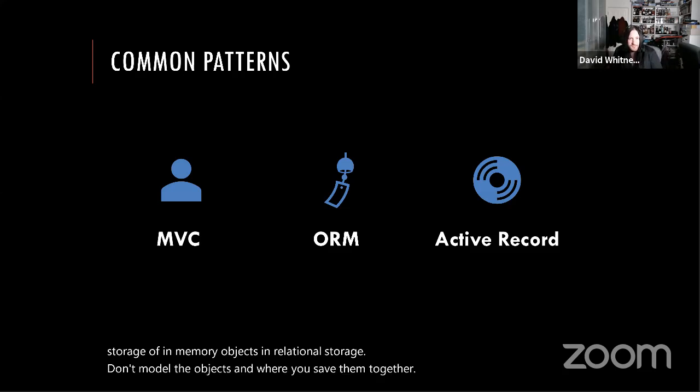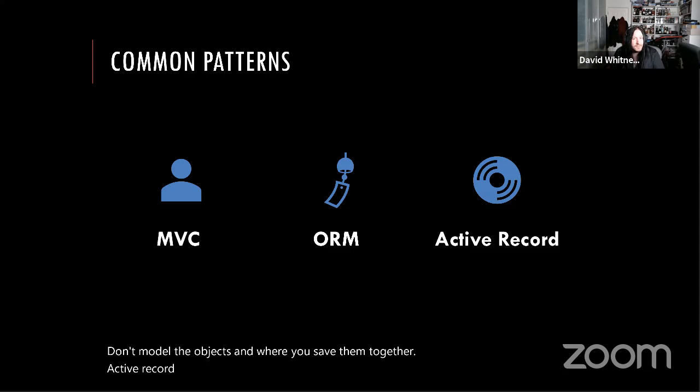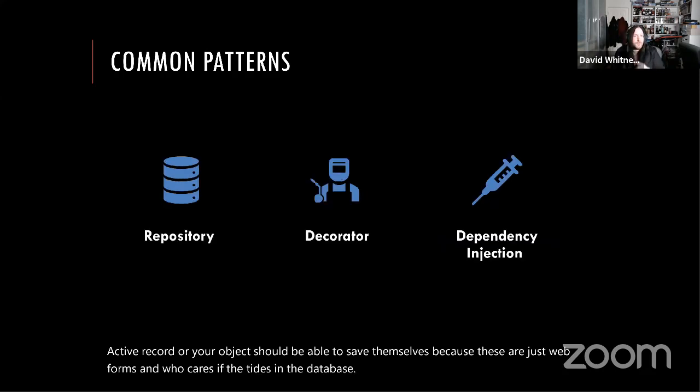Active record. All your objects should be able to save themselves because these are just web forms and who cares if they're tied to the database. Repository. All your data access goes in this class.